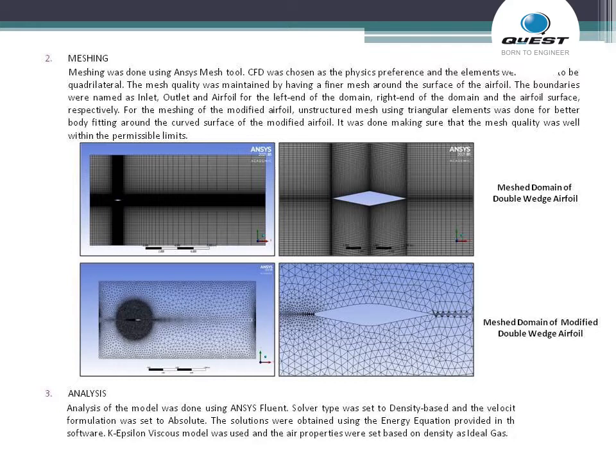The analysis was done using ANSYS Fluent. Density-based solver type with absolute velocity formulation was used. The viscous model chosen was the k-epsilon model and the solutions were obtained using the energy equation by setting the air properties based on density.